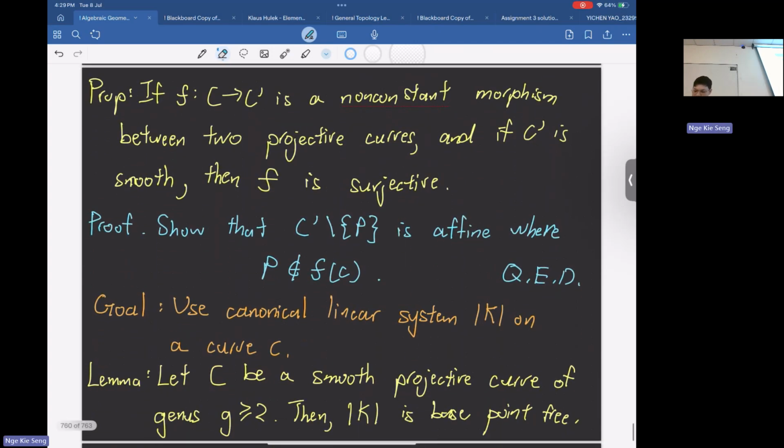Finally, you can show that if F is a non-constant morphism between two projective curves, and the codomain is smooth, then F is surjective. I think in the tutorial we also had this kind of surjectivity property, right? Did we? Oh no, maybe not. Maybe I'm thinking of the wrong thing. But I remember I asked you to put something on surjectivity. Did I? In the tutorial? Some finite fiber stuff.